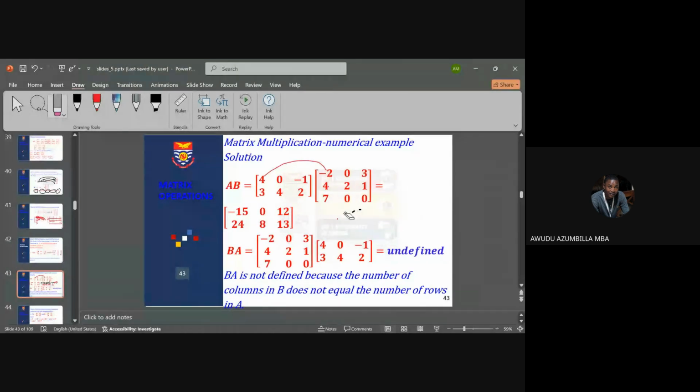Oh, I'm multiplying and you are also keeping quiet. You are not saying anything. Yes, so it should be this one by this, rows by columns. So you take 4 and multiply by this, take 0 and multiply by this, and take 1 and multiply by this, and you add them up.